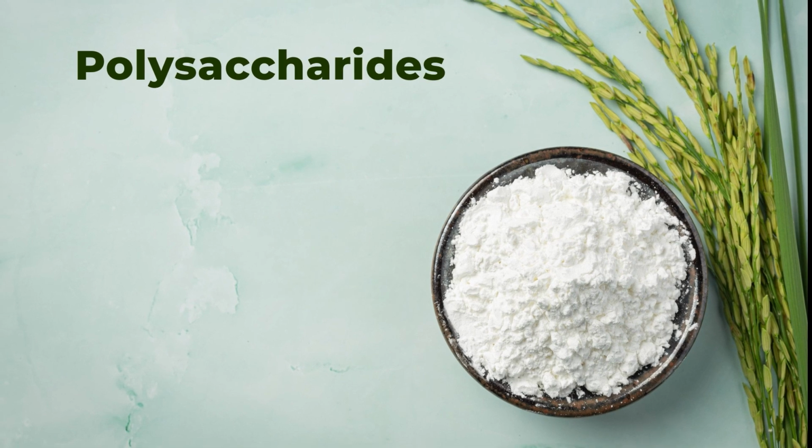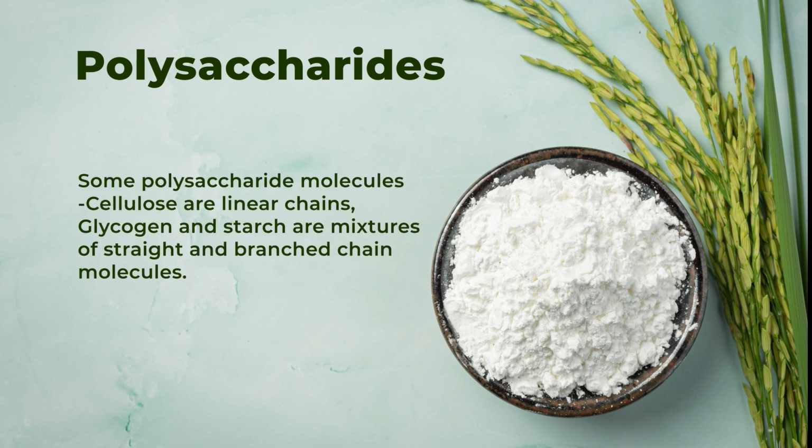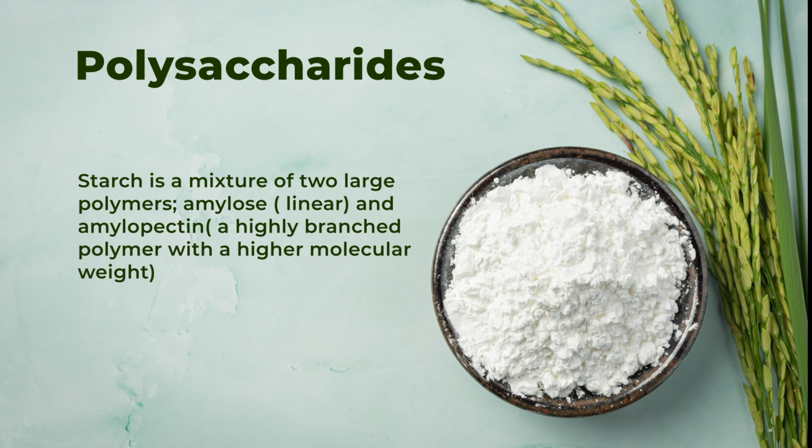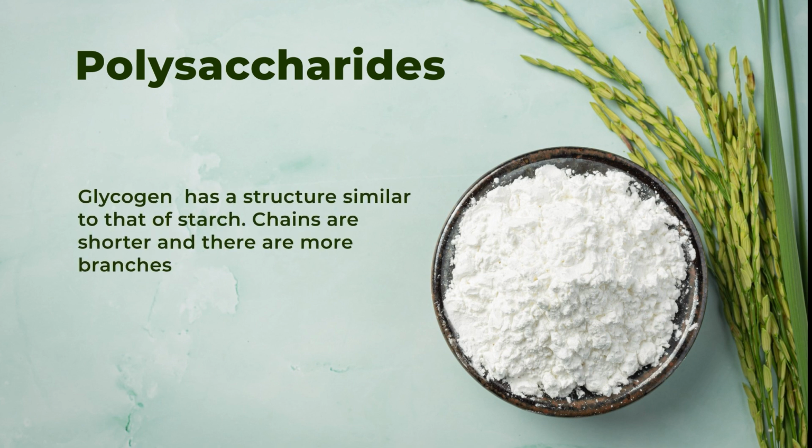Now, what are polysaccharides? They are chains having more than 9 units, and it could be more than 100. So, that is known as polysaccharides. There are two groups. Some have a linear chain, like cellulose and glycogen. Whereas starch has a branched chain; it is a mixture of amylose and amylopectin. Glycogen has a structure similar to starch, but it is shorter and has more branches.